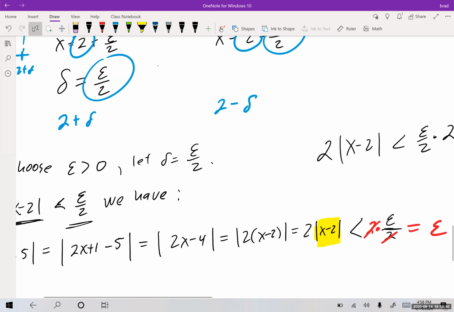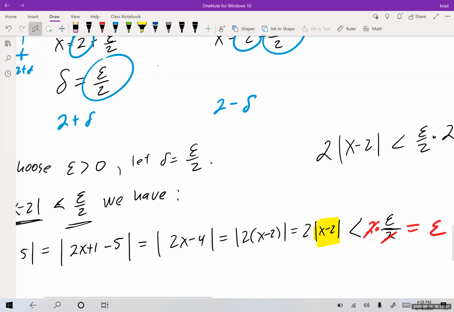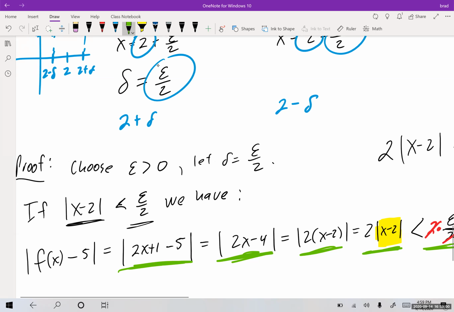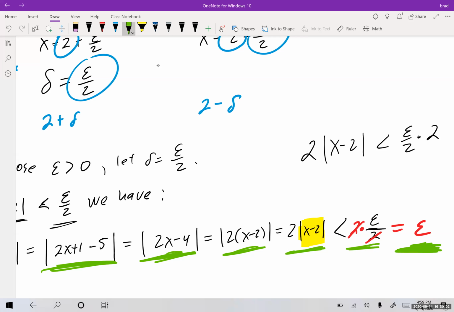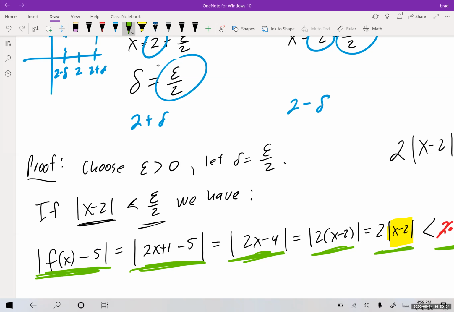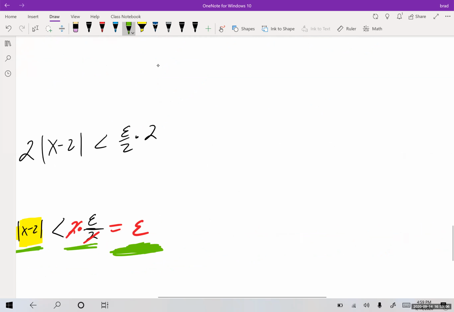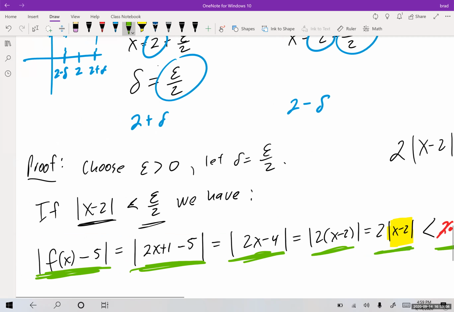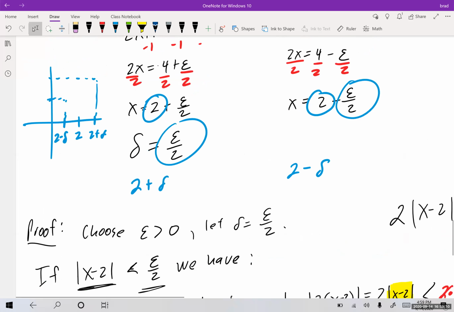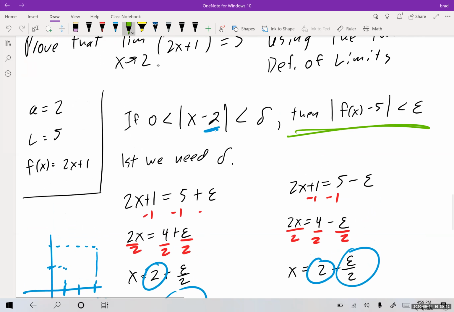So now you kind of have to follow, I often talk about this as follow the bouncing ball, okay? Now think about this. This is less than epsilon, and this is less than epsilon, and this is less than epsilon. That means this is less than epsilon. But weren't we trying to show that the absolute value of f of x minus 5 is less than epsilon? We just did it.